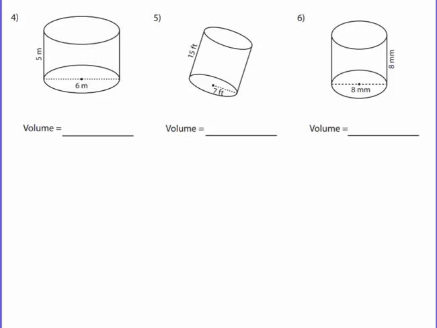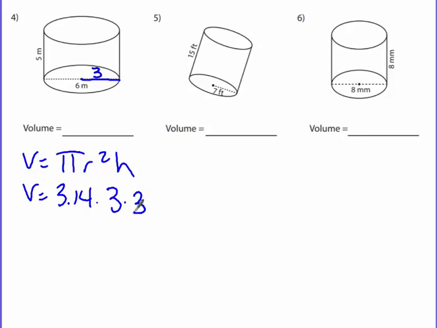Now this one we've got another cylinder. This cylinder is a little bit different because I have the entire distance across. But what distance do I want? I only want half of that, so I need the radius. And the radius would be 3. So in this one, its volume is equal to pi r squared h. So volume is equal to 3.14 times the radius, which is 3 times 3, and then the overall height is 5. So we multiply that together and we get 141.3 meters cubed.